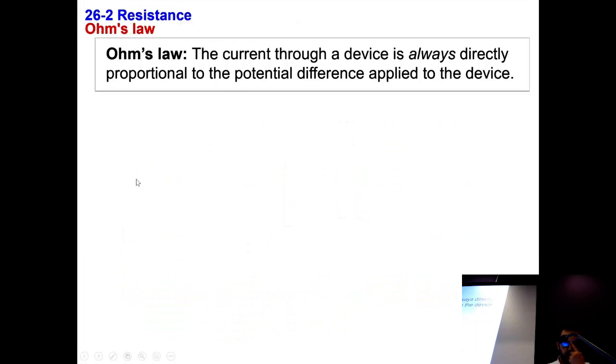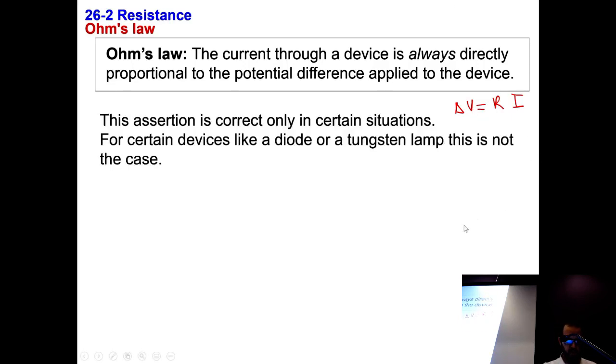Okay, so Ohm's law, this is the other version of Ohm's law. The current through a device is always directly proportional to the potential difference applied to the device, where we can say delta V is equal to R I. This is what you are familiar with. So this is the new form, or the old form, I guess, of Ohm's law.